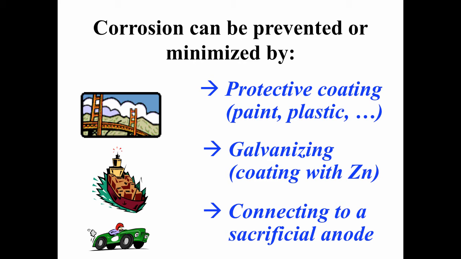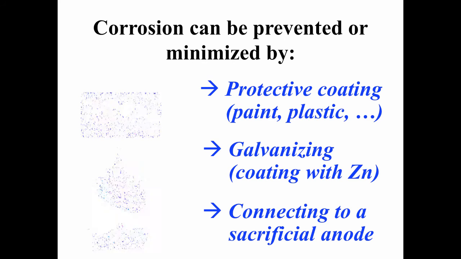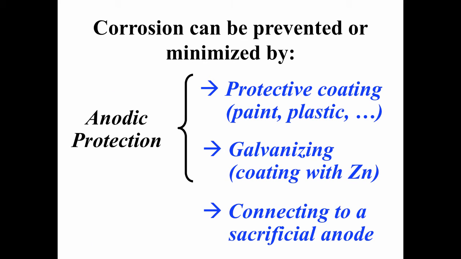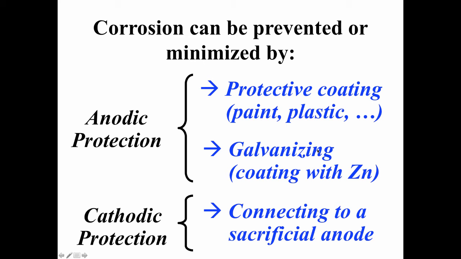And then the other thing you can do is connect your piece of metal that you would like not to be oxidized to what's called a sacrificial anode. And it's kind of what it sounds like. It's an anode, so it's something that undergoes oxidation, but it's sacrificed. It's more easily oxidized than the thing that you want to protect. Oh, and before we move on, I should just note the first two are called Anodic Protection, and the last one is called Cathodic Protection, because you're essentially turning your piece of metal into a cathode, by connecting it to something else that functions as an anode.